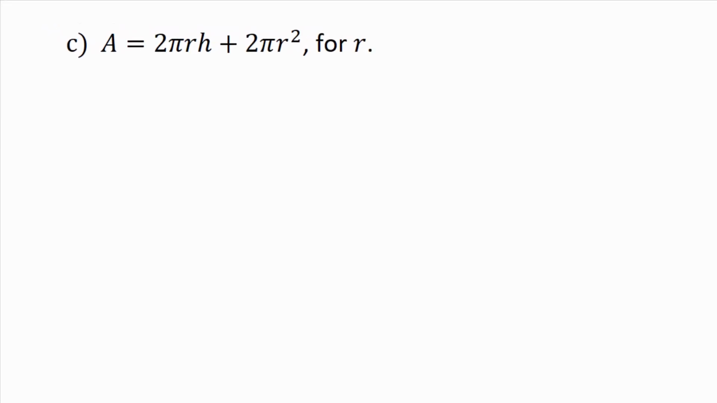In part C, we have A equals 2 pi r h plus 2 pi r squared, and we want to solve that for r. This is actually the surface area, including the circular end caps, of the right circular cylinder that we looked at earlier. You don't need to know that. All we need to do is solve for r.